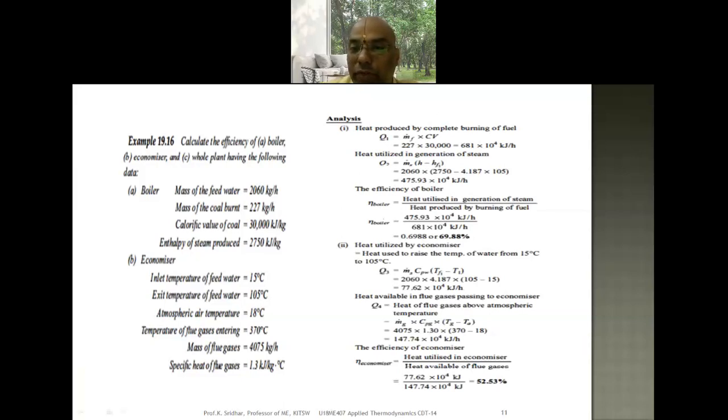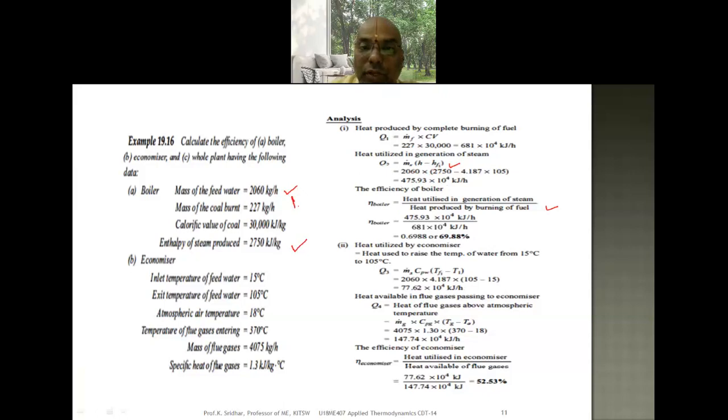Because you know that the efficiency of the boiler is given by the heat utilized in the generation of the steam divided by the heat produced by burning of the fuel. How to calculate the numerator? That is nothing but m dot s into (h minus hf), and m dot s is given, that is the mass of the feed water, as 2060. So substitute here, and the h value is already given, 2750, minus hf.